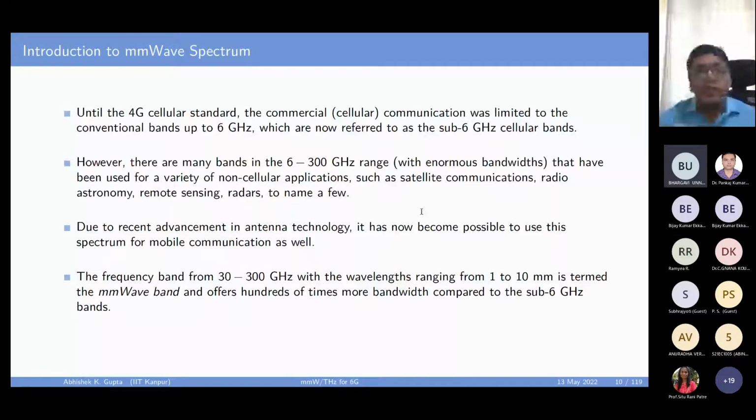And they have been used in a variety of non-cellular applications, for example fixed link communication, satellite communication, remote sensing, and some other non-communication applications also. But with recent advancement in antenna technology, which we are going to talk a little bit about, it's now possible to use this spectrum for mobile communication. This particular band from 30 to 300 gigahertz has a wavelength from 1 to 10 millimeter. That's why they are called millimeter wave bands, and they offer hundreds of times more bandwidth compared to the sub-6 gigahertz bands.